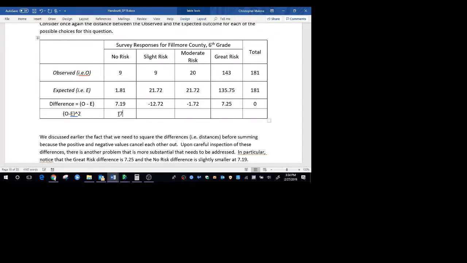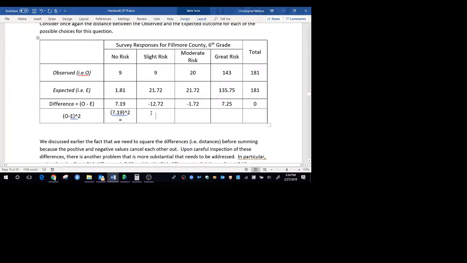In the end, we're going to take this 7.19 and square that quantity, whatever that turns out to be. Here I'm going to take that negative 12.72 and square that quantity. This one's right on target, negative 1.72, so that's not very far off at all. I'm going to square that. And then here I'm going to take 7.25 and square that, and I'm going to get a value as well. So proceeding with what we were doing above, I would just take each of these distances and square them.